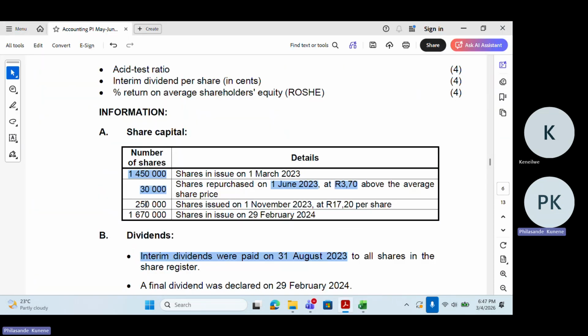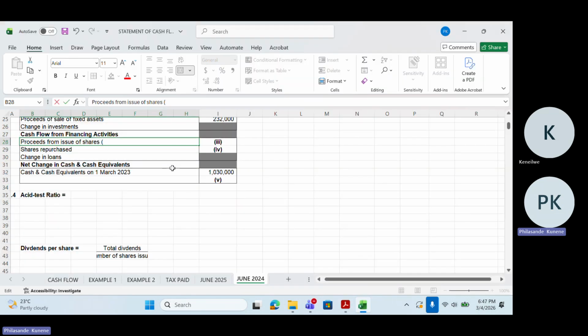Let's go and check. Here we have 250,000 shares issued on 1 November at 17 Rand 20 per share. So this one is easy and straightforward to get. 250,000 multiplied by 17 Rand 20. How much are we getting here? 4,300,000 rand. Okay, thank you on that. So that is my proceeds from issue of shares.